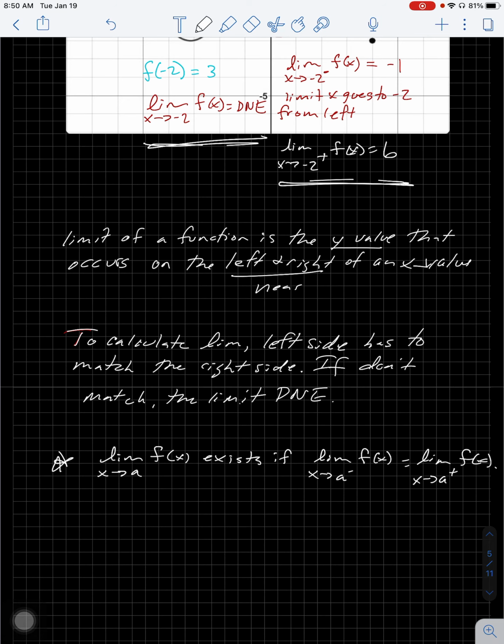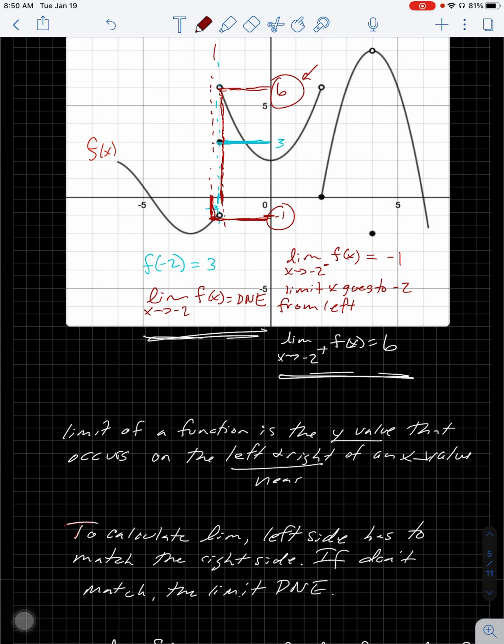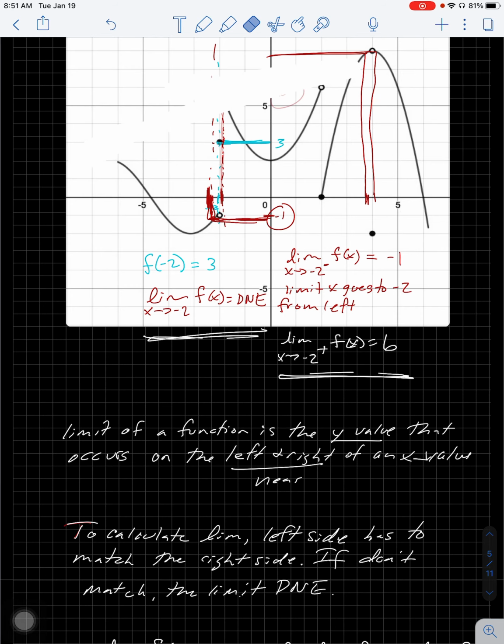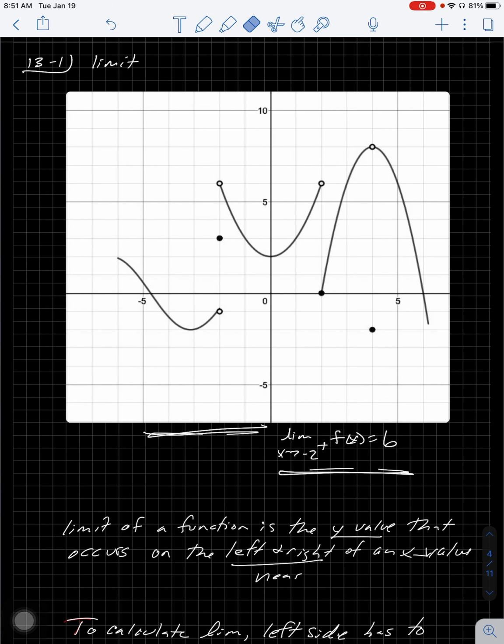And all we're saying is if you look at the left side, like we did here, and you look at the right side and they're both going to the same place, then the limit exists. But as we did over here at -2, if the left side's going somewhere and the right side is going somewhere else, then the limit doesn't exist. So what you're going to be doing in your homework is looking at graphs like this, and I'll be asking, hey, what is the value of the function at these points, as well as where's the left-hand limit, right-hand limit, and overall limit going.